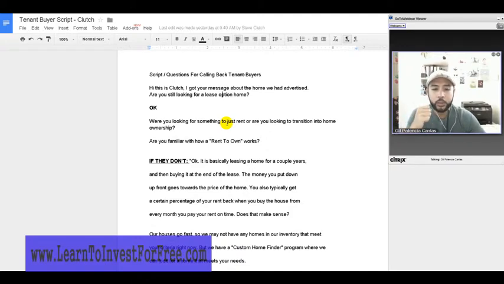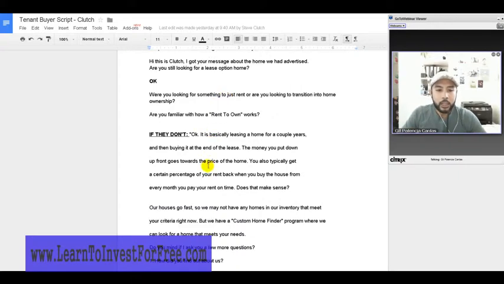Are you familiar with how the rent-to-own works? Now, if they're not, okay, here's how we explain it. Okay, it's basically leasing a home for a few years and then buying it at the end of the lease.